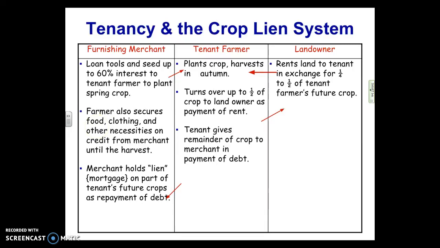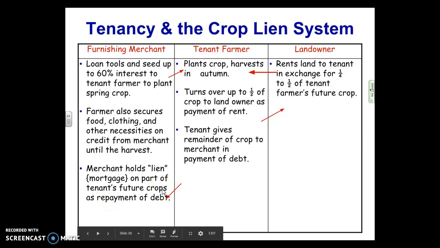So if he plants cotton, for example, he has to pay the merchant part of that crop for all of the debt he's incurred. At the same time, he needs a place to live and a place to plant. And so that goes to the landowner. The landowner's going to rent that land to the tenant. Now, obviously, there's no cash involved here, no money, so you have a mortgage on that crop. And so the landowner is renting to the tenant for a quarter, half of that future crop. So when he harvests in the autumn, half that crop gets turned over to the landowner in exchange for the rent, and then another half of that crop gets taken to the merchant in payment for seed, those kind of deals.